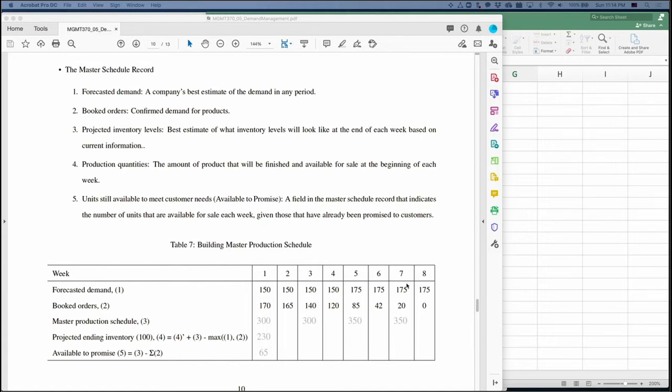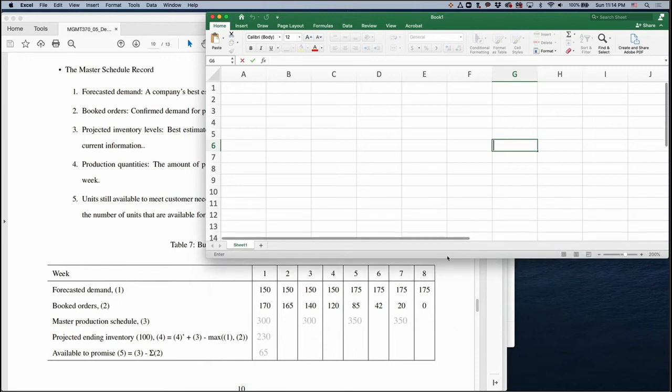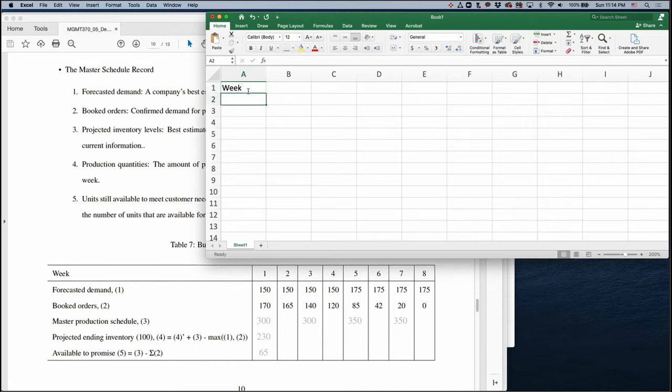So now consider this kind of information. To build our plan, we basically need this information. First of all, I will type this information. We have basic week information, forecast information, and booked order information. We have MPS, projected inventory balance, and finally we will compute the ATP. So, week information.